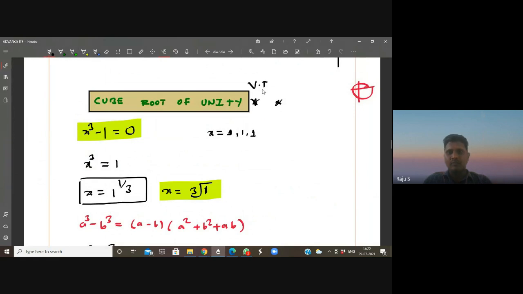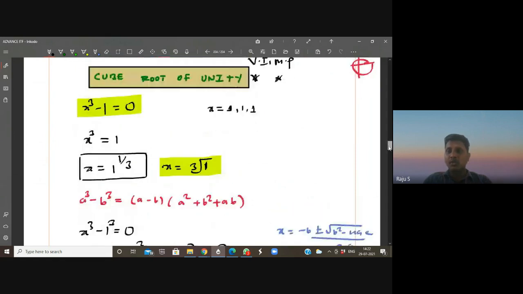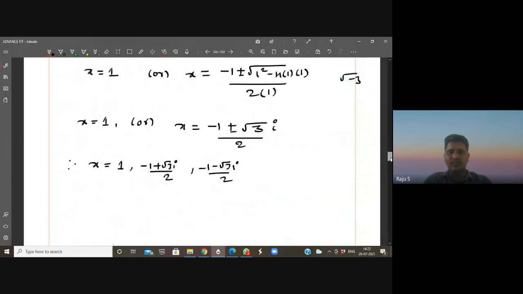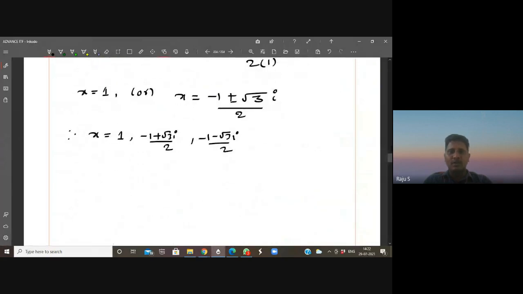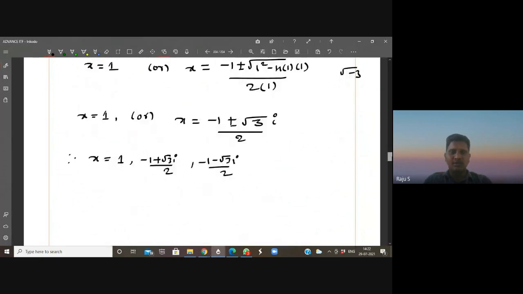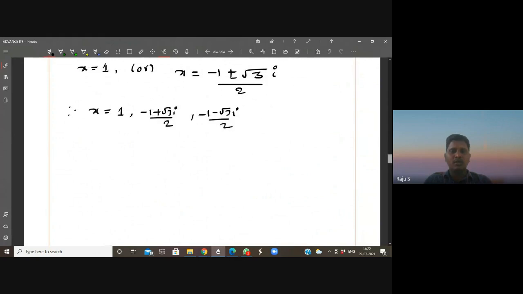Okay. This concept they may use in sequences and series, in matrices and determinants, and in calculus. In differential calculus also, this is very, very important. All the topics can use this cube root of unity concept. So we got 3 roots. Is it easy to remember these 3 roots? x is equal to 1, we can easily remember. Can you remember the remaining 2 roots?